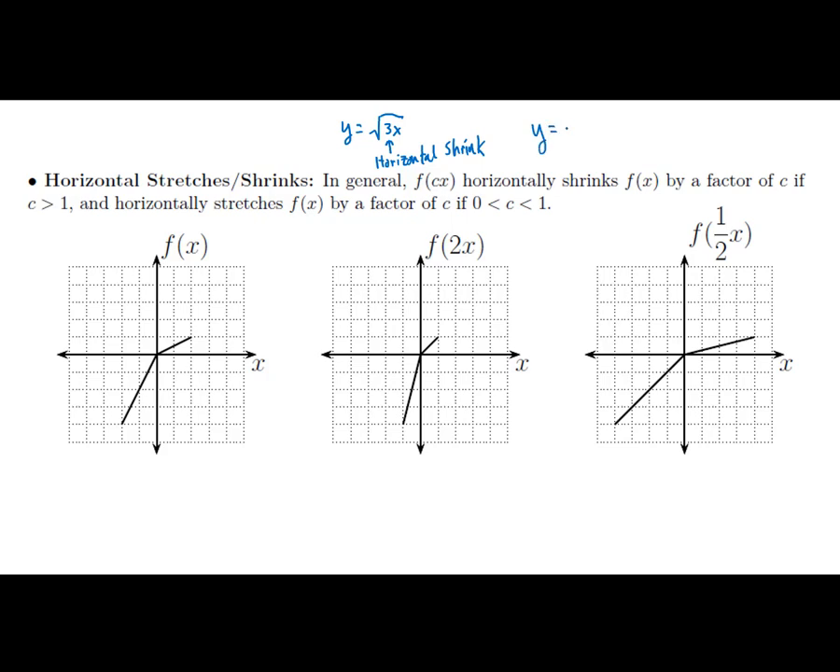Versus y equals 3 times the square root of x. This is a vertical stretch. So here the 3 is outside my square root, whereas here the 3 is being multiplied to the x underneath of the square root. As you can see, things shrink horizontally when I multiply by 2, and they stretch horizontally when I multiply by 1/2. So perhaps that's the opposite of what you might expect.